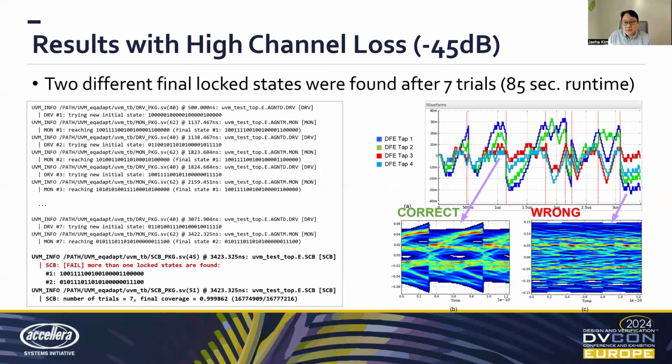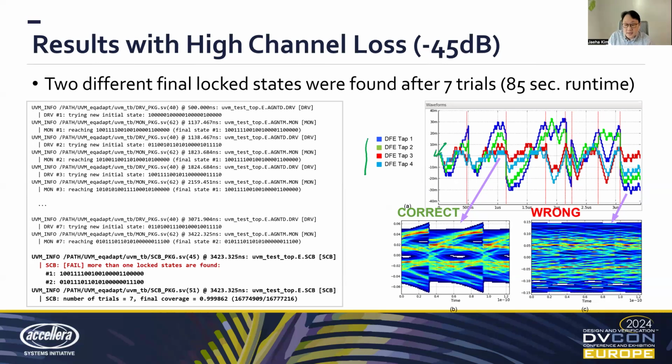So let's look at some simulation results. First, we tried it with a channel that has a very high loss of -45 dB at the Nyquist frequency, because this is a typical situation where we see a lot of issues with the DFE adaptation loop not converging. So with this, you see a trajectory of the DFE filter coefficients.